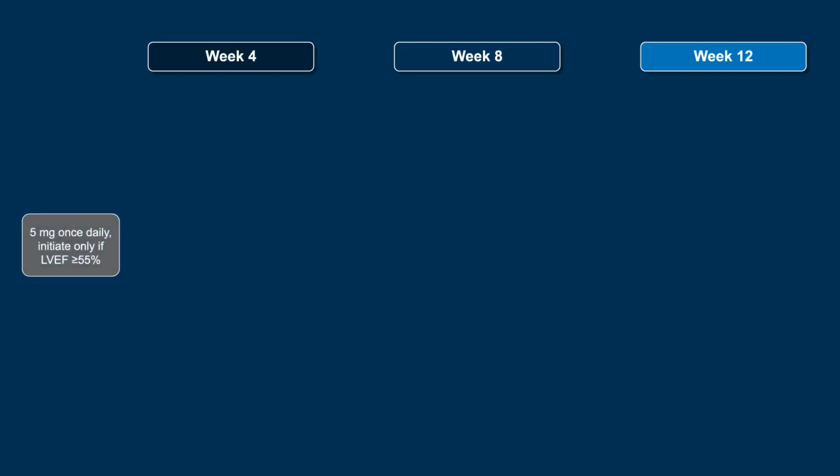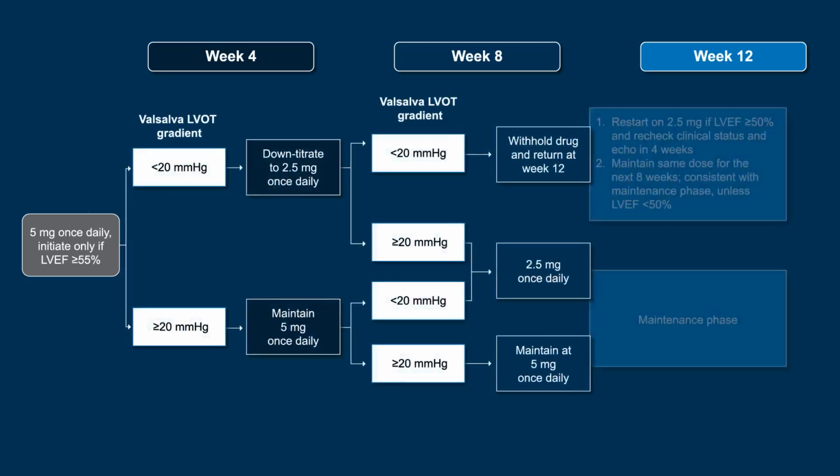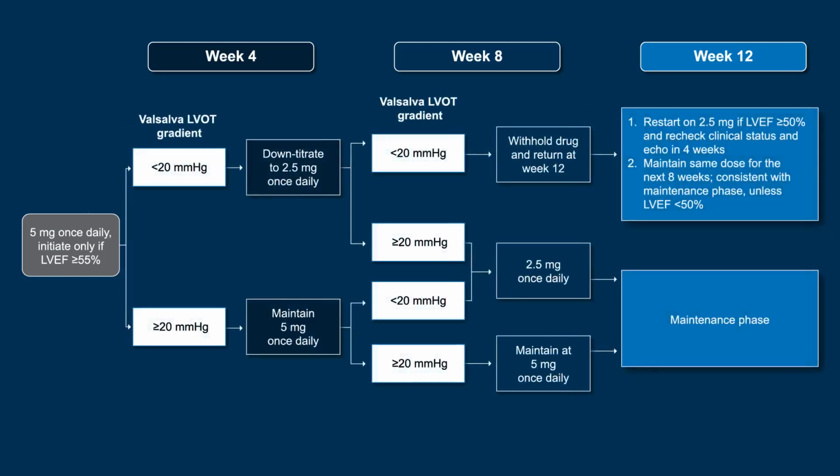In a patient who is newly initiating mavacamten, if the LVEF is 55% or more, start patients on 5 milligrams of mavacamten once daily. At week 4, week 8, and week 12, patients must get an echocardiogram and physicians must assess the Valsalva LVOT gradient and LVEF. Based on these findings, the mavacamten dose may be maintained, down-titrated, or withheld.